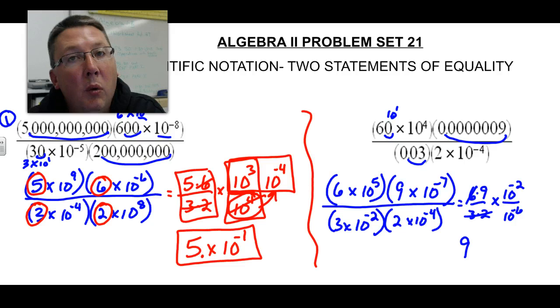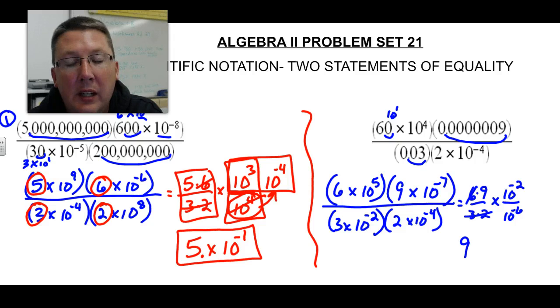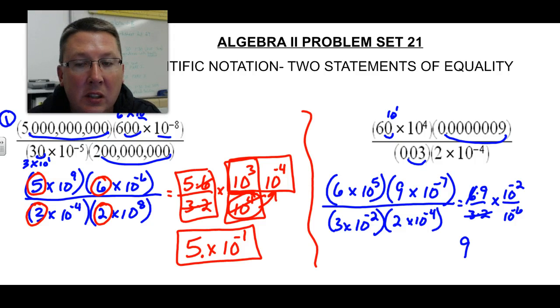I will tell you that won't always happen. Sometimes you'll be left with some numbers. You need to go ahead and divide it out and get a decimal answer. That way you can turn it back into scientific notation. So if it doesn't cancel out completely down to a whole number like that, go ahead and divide it into a decimal, not a fraction, because we want these in scientific notation.